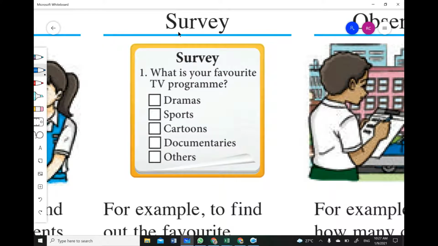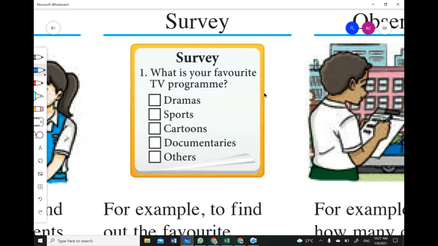Survey in Malay is called what? Borang soal selidik. Like the one the teacher already posted to you to answer about the perpaduan one. That is also one of it. So what's your favorite TV program? Over here they list down drama, sports, cartoons, documentaries, others. So they did the survey.